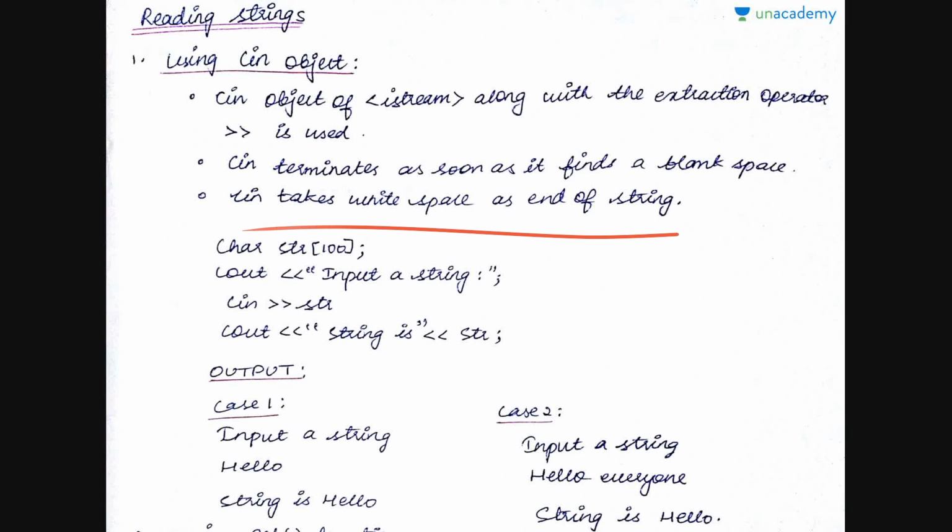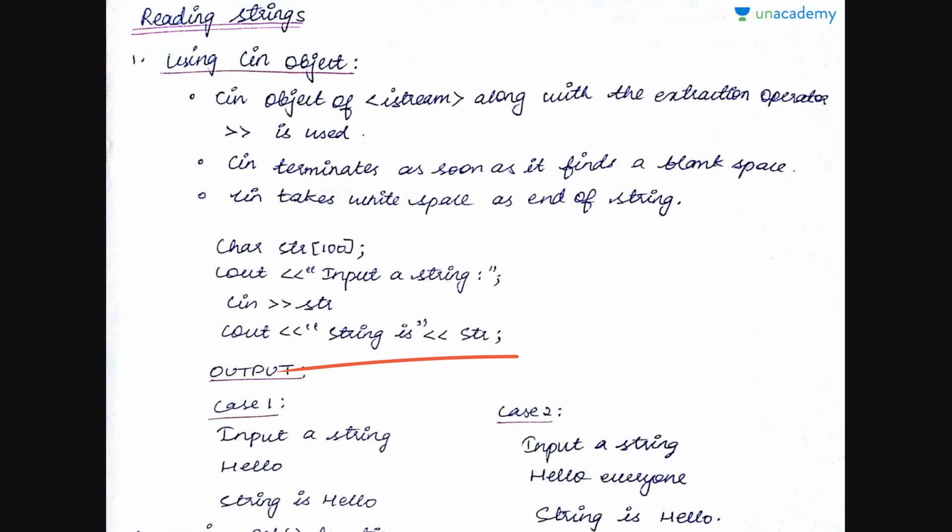Let us take an example and see. Here str of 100 is a string, and then we tell the user to input a string, and the user inputs a string which is stored in str, because here we have cin followed by the extraction operator and the string, because this type of reading a string is done using the cin object. And then we print the output, we print the string by telling the string is str. Let us see how the output differs.